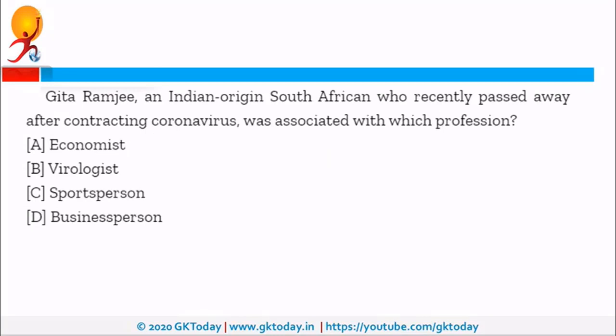Geeta Ramji, an Indian origin South African who recently passed away, was associated with which profession? So she was a well-known virologist. Now, if we talk about virology, our National Institute of Virology was also in news. It is in Pune. Apart from that, one more person associated to virology was in news.